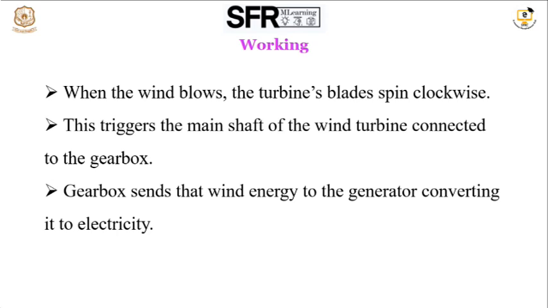Working of a wind turbine. When the wind blows, the turbine blades spin clockwise and capture the energy. This turns the main shaft of the wind turbine, which is connected to a gearbox. The gearbox sends that wind energy to the generator, converting it to electricity.